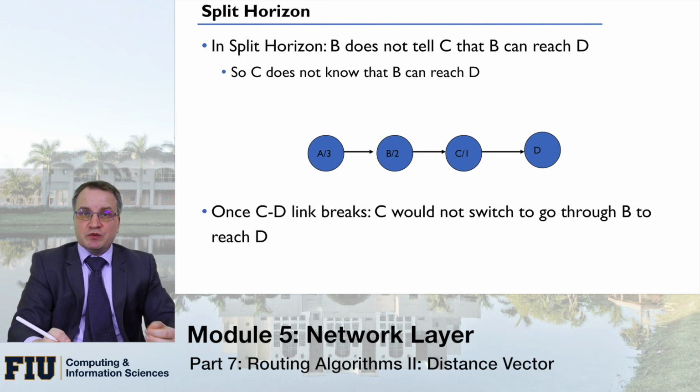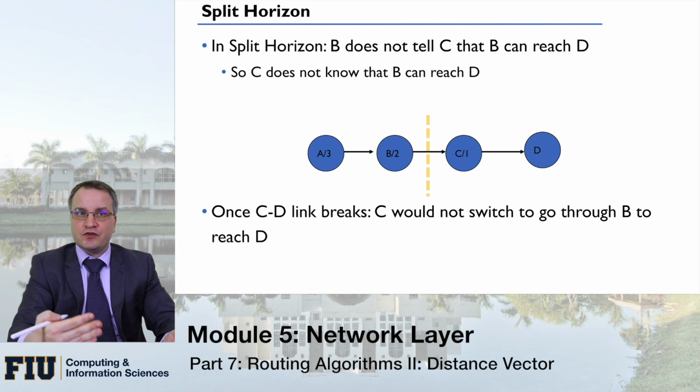We can solve this problem partially using the so-called split horizon. Split horizon simply means that we don't tell a node that we can reach something with a certain amount of cost if we got this information through that node.